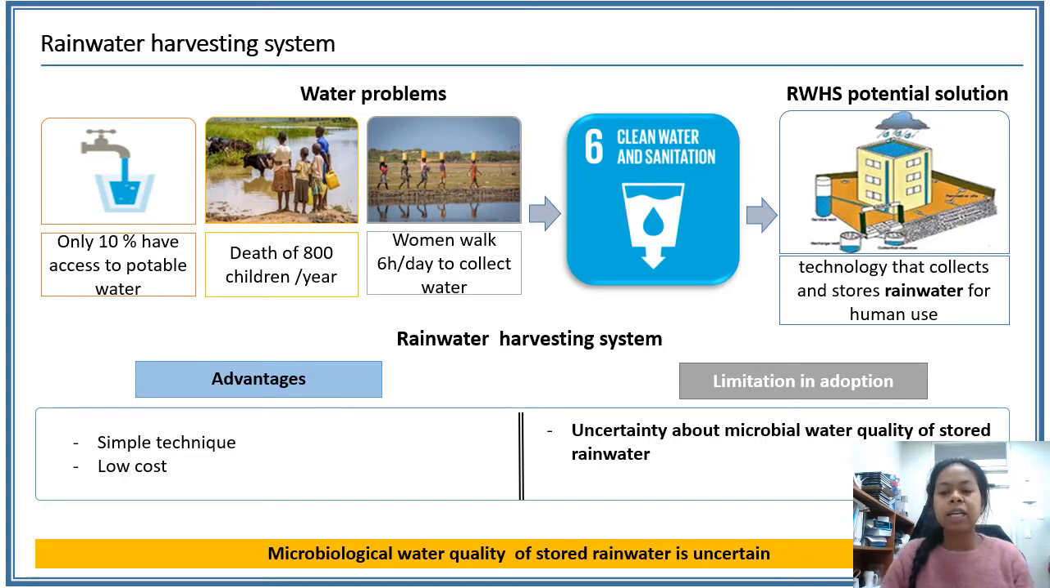They identify that the rainwater harvesting system is a potential solution as an alternative source of water. A rainwater harvesting system is a technology that collects and stores rainwater for human use. It has numerous advantages such as a simple technique, lower cost, and low pollutant inflow. However, it also has its limitations. In fact, uncertainty about the microbiological water quality of stored water makes it hard for people to adopt the technology.